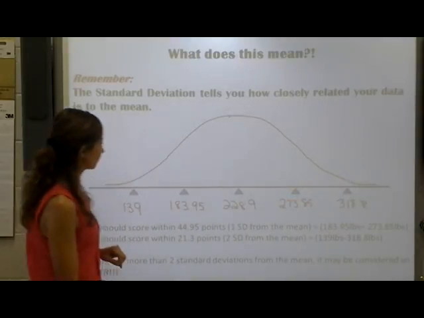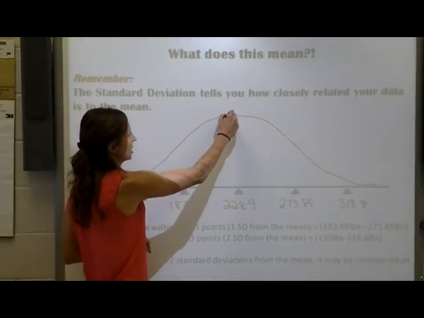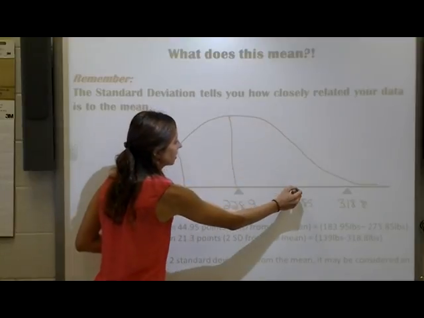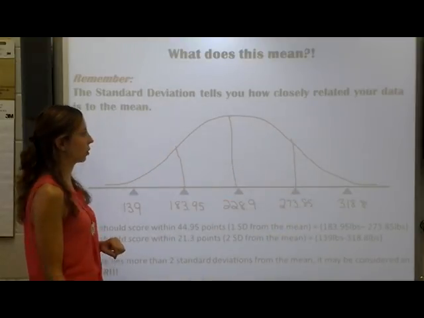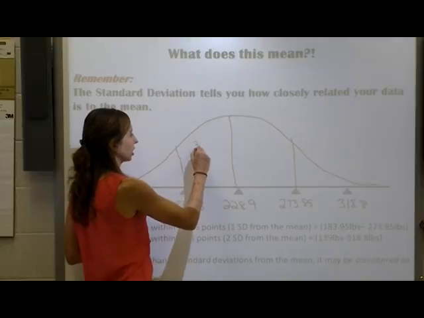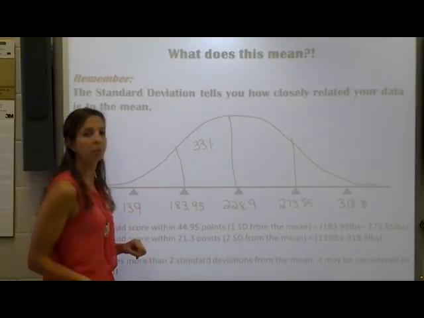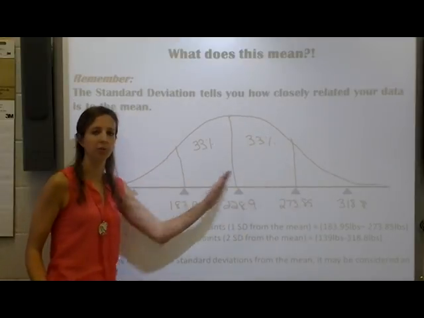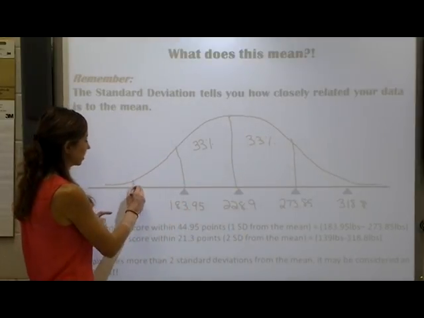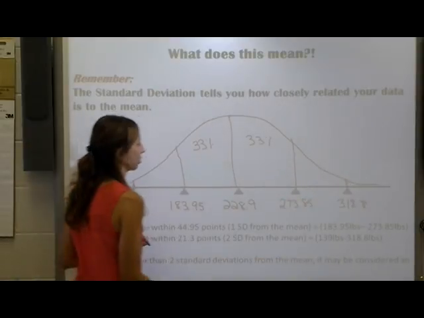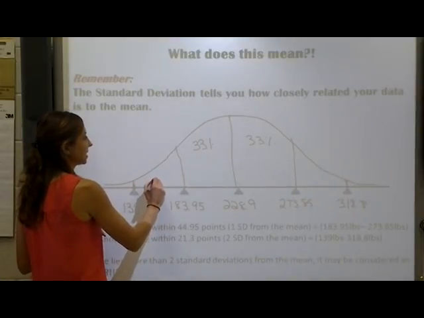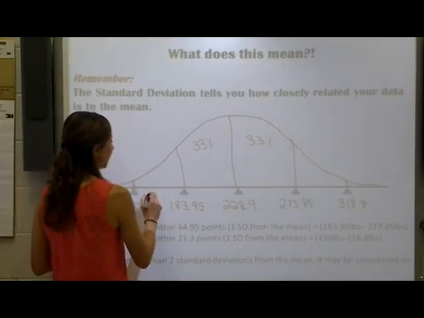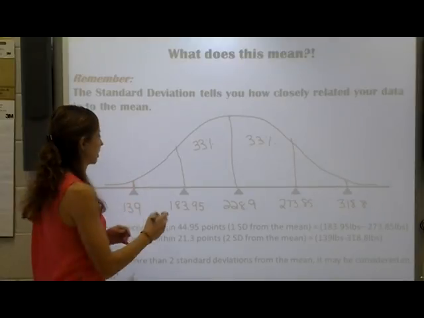So if I were to draw this curve, it should look something like this. Okay? And again, this is our mean. This is one standard deviation away. So this is 33% of our players, and this is 33% of our players. They should fall into those categories. From here, we're 2 standard deviations away. So again, this is now going to be, as a whole, 99% of our data. Okay?